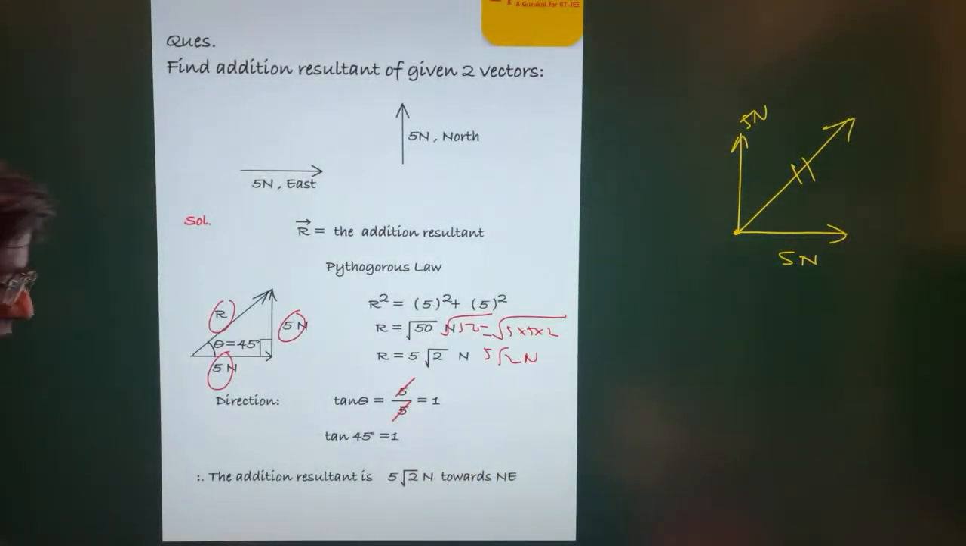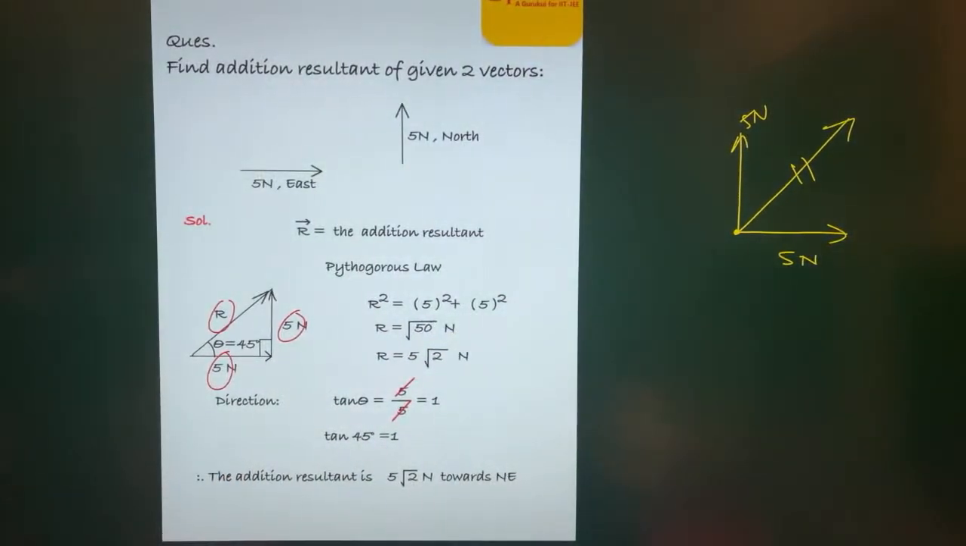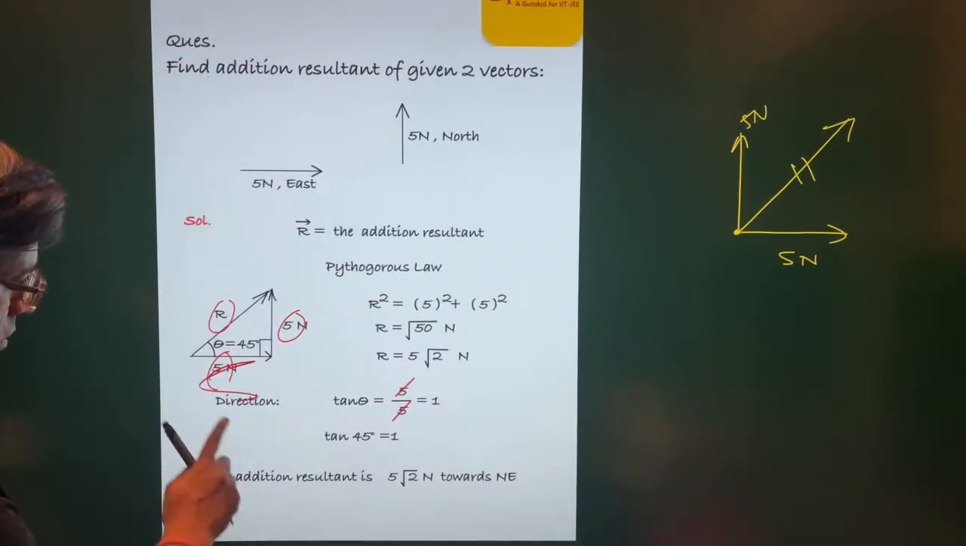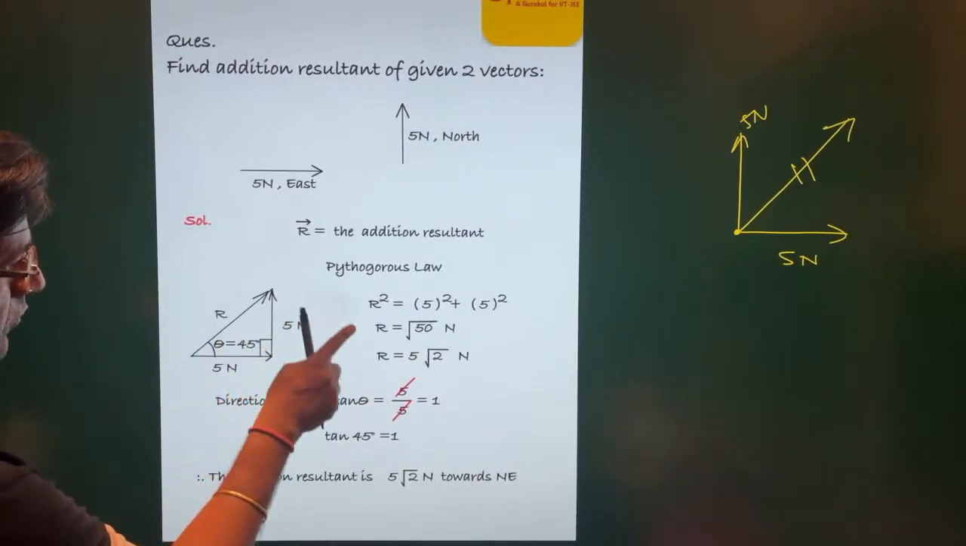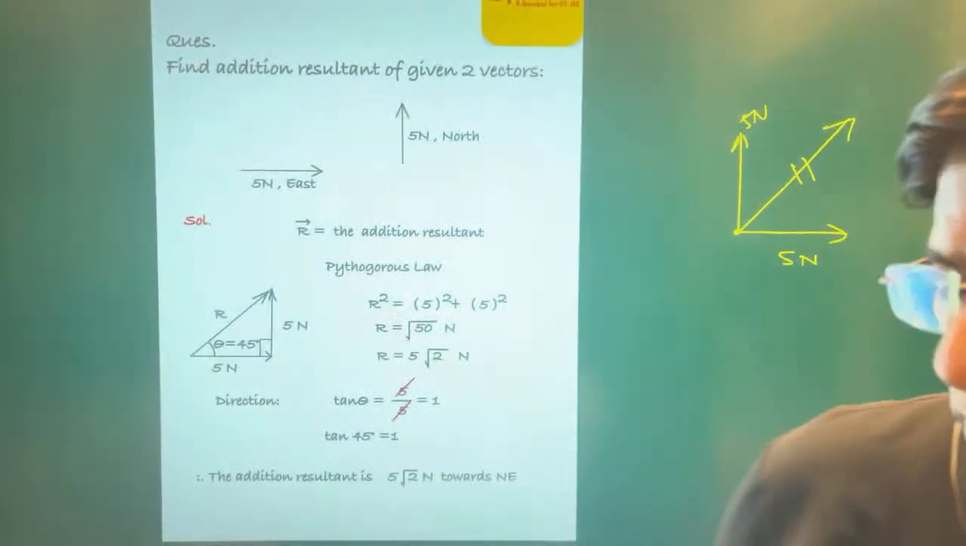So what will be the magnitude? 5 root 2 Newton. Clear, right? How will we find its direction?